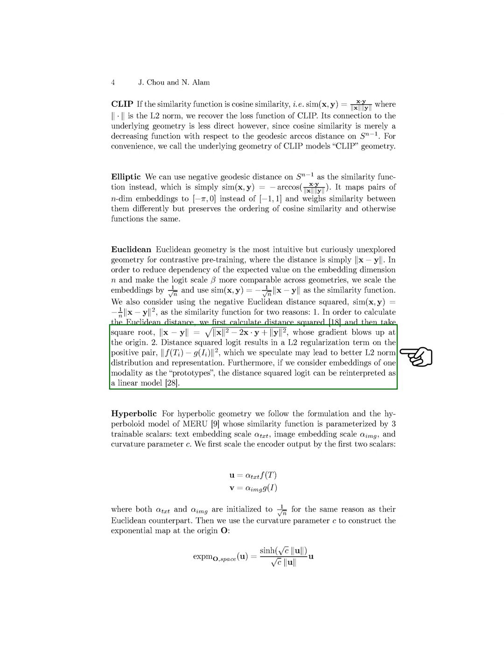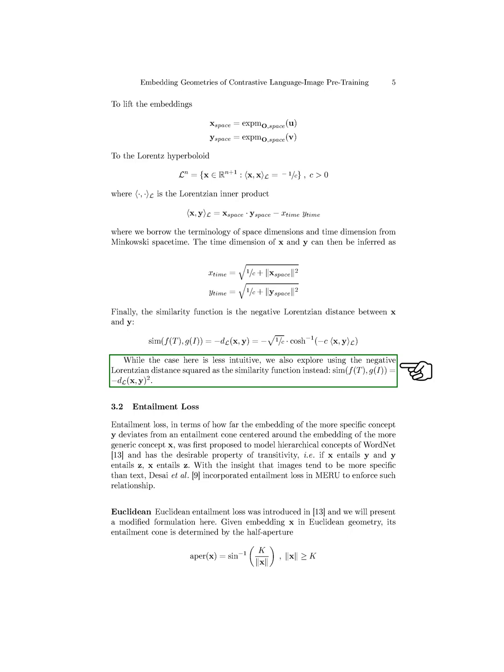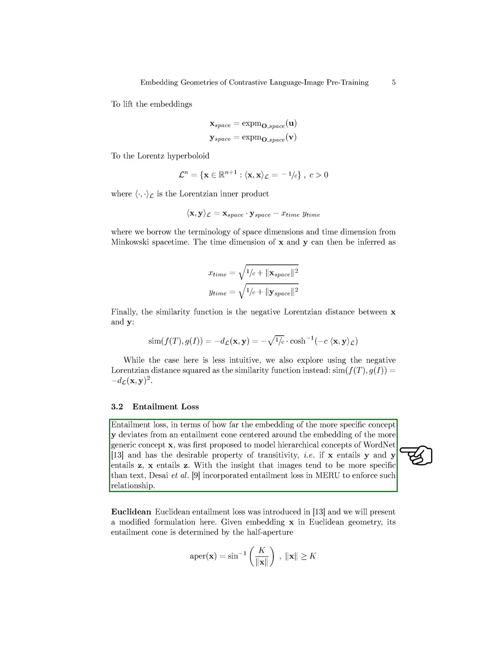For hyperbolic geometry, we follow the Meru model, which uses a similarity function defined by three trainable parameters. We scale the encoder outputs and use a curvature parameter to map embeddings to a hyperboloid structure. The similarity function here is based on the negative Lorentzian distance between embeddings, and we also consider using the negative squared Lorentzian distance.